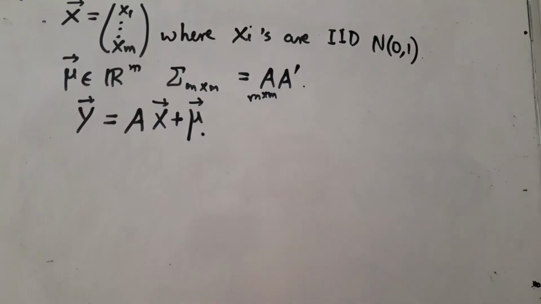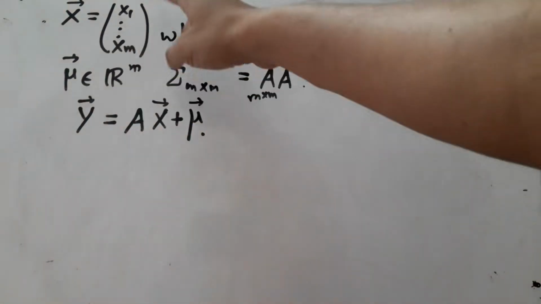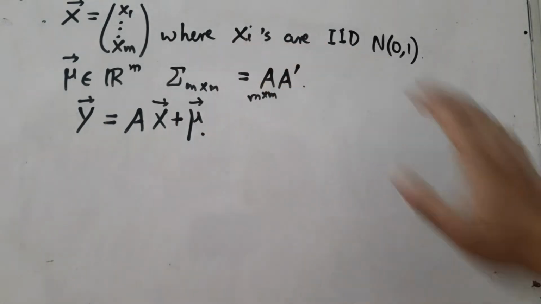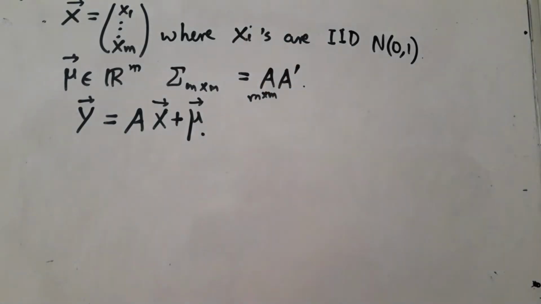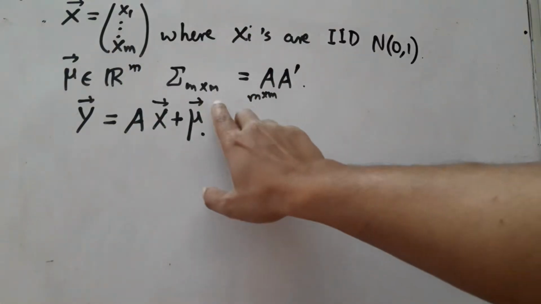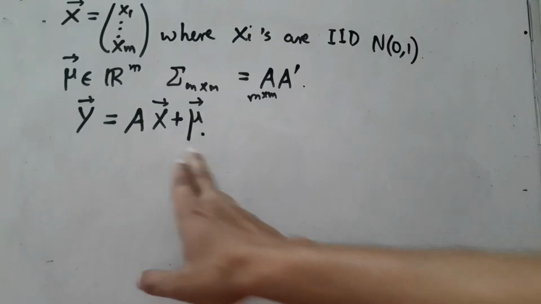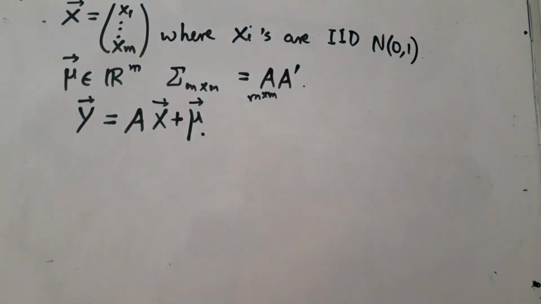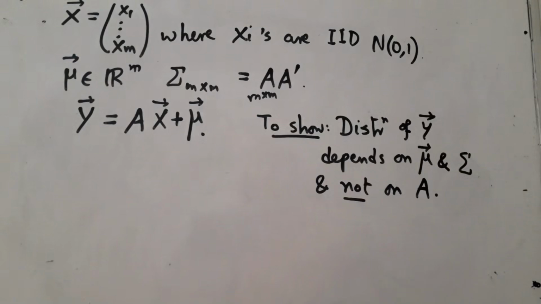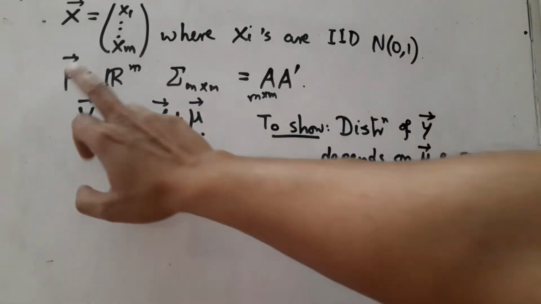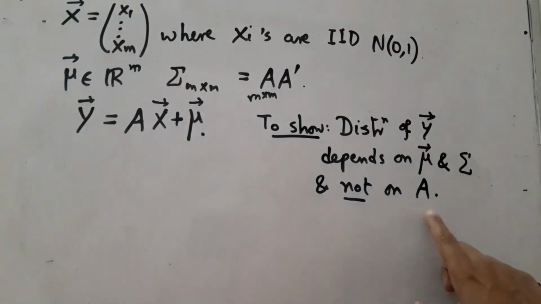Here is a quick reminder of the setup. We have vector x1 to xm, where xi is IID normal 0, 1. Now we are given some vector mu and an NND matrix sigma, which we have written as A into A transpose. Then we are writing y equal to AX plus mu. Our job is to show that the distribution of y depends on mu and sigma and not the particular A that we have chosen to decompose sigma.